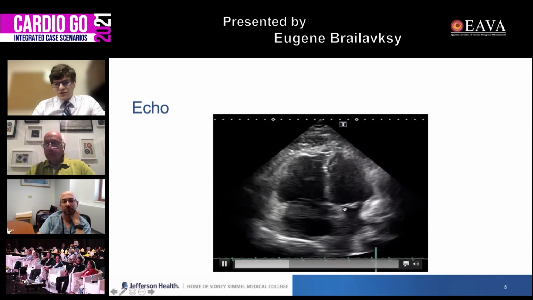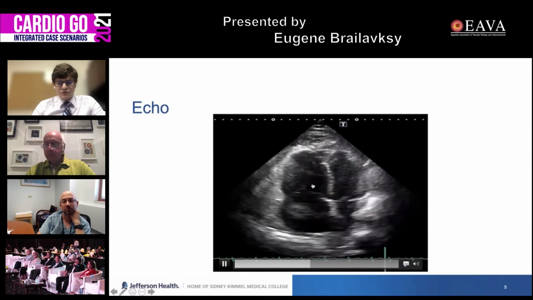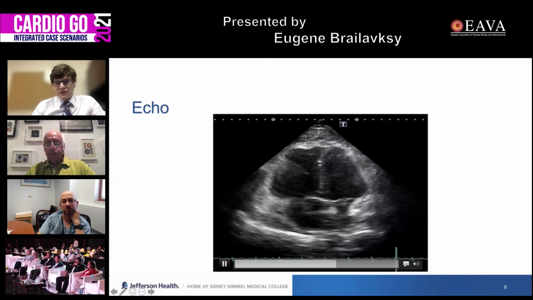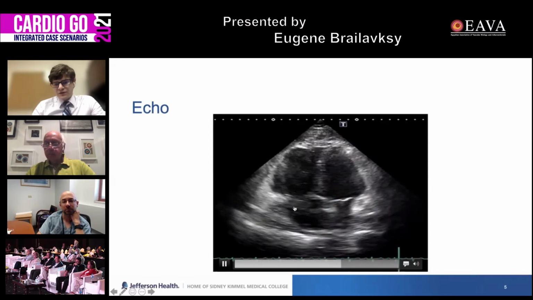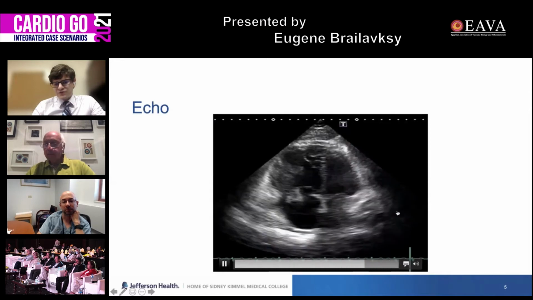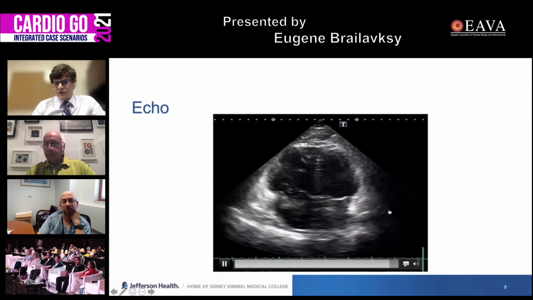This is his echocardiogram, to orient you. This is left ventricle, left atrium, and right ventricle. Again, striking is that the right ventricle is significantly larger than the left ventricle. And then you can see that there's something, a mass or thrombus, that's going in and out of the right ventricle and right atrium.